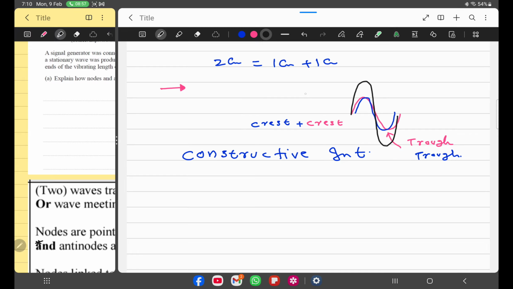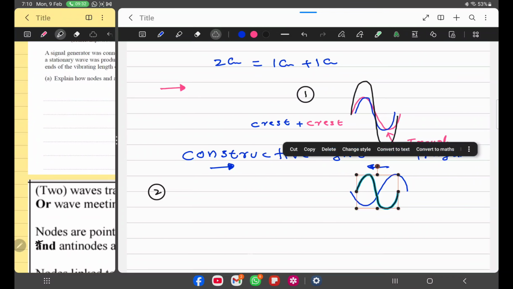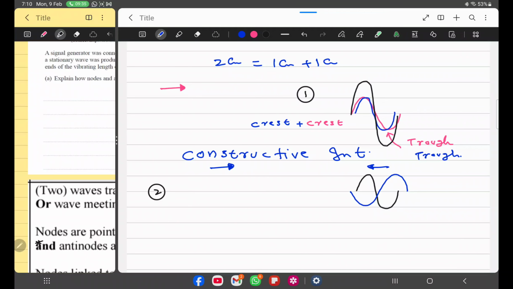Okay, so this is number one. And now I'm showing you the number two situation. The number two situation is, consider this is black wave, consider this is blue wave, and the two waves are moving towards each other. And consider I can move this wave. And when this wave moves, now the two waves are going to superpose upon each other. And consider both waves having same wavelength, which I could not draw.